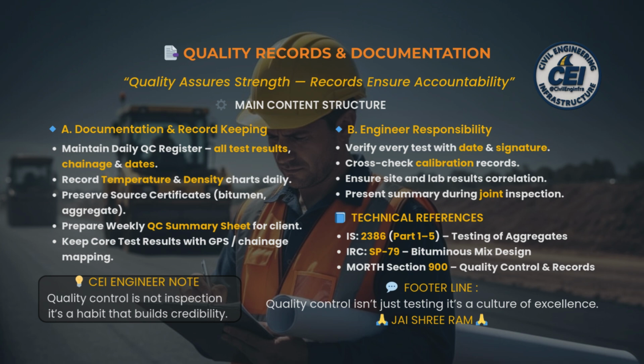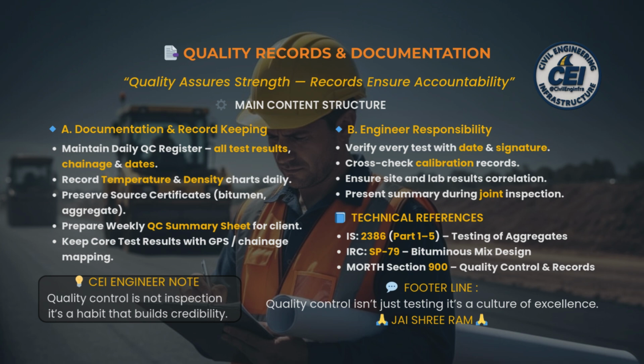Technical references: IS 2386, Part 1-5, Testing of Aggregates. IRC SP 79, Bituminous Mix Design. MoRTH Section 900, Quality Control and Records. CEI Engineer Note: quality control is not inspection. It's a habit that builds credibility. Quality control isn't just testing. It's a culture of excellence.